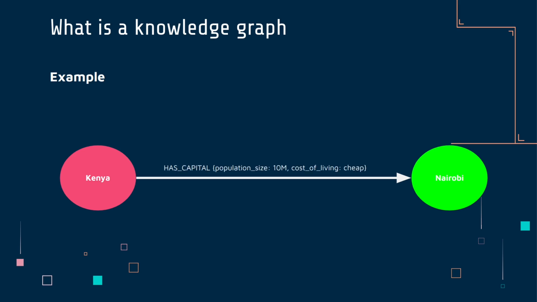Okay, so the direction of these arrows is actually important. You can't say that Nairobi has capital of Kenya. No, it has to be Kenya has capital of Nairobi. So the direction of the arrows is very, very important.